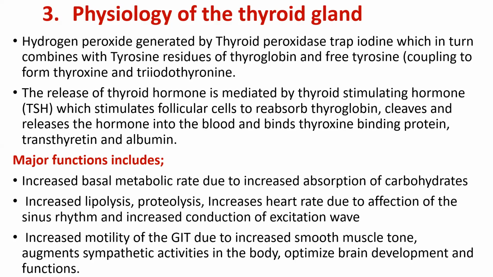So let's come to the physiology of the thyroid gland. What is happening is that hydrogen peroxide generated by thyroid peroxidase traps the iodine, which in turn combines with tyrosine, a residue of thyroglobulin. This tyrosine is a residue of thyroglobulin and free tyrosine. They form T4 and T3. The release of this thyroid hormone is influenced by thyroid stimulating hormone, which stimulates the follicular cell to reabsorb thyroglobulin, cleave, and release the hormone into the blood, bound to thyroid binding protein.